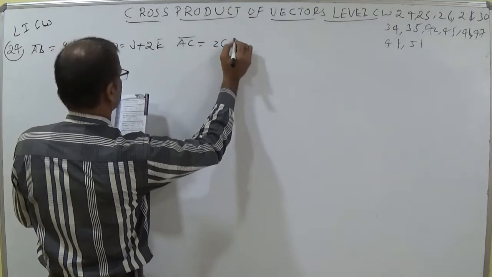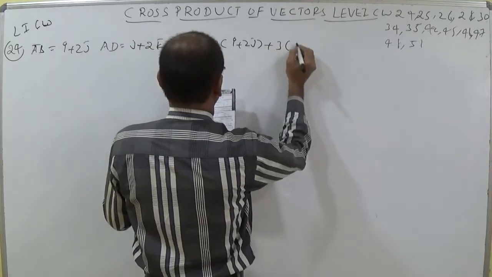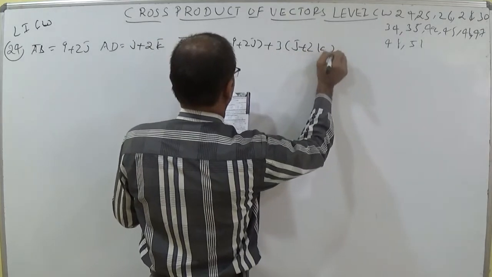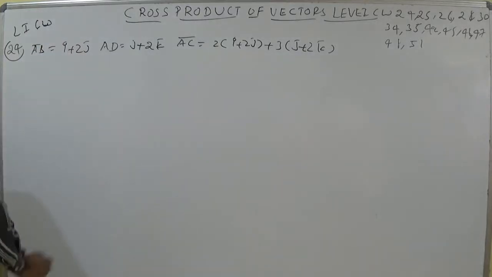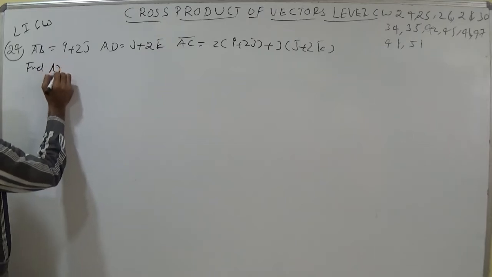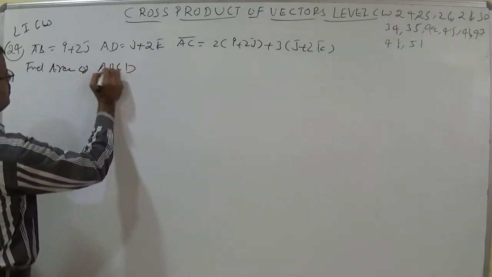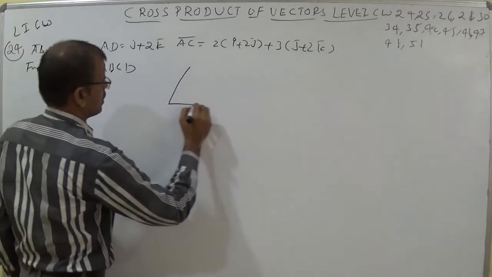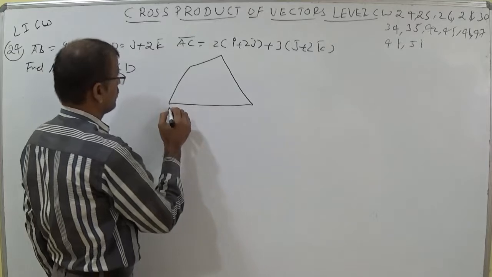AC is equal to 2i plus 2j plus 3j plus 2k. Now, find the area of quadrilateral ABCD. Let us draw a rough diagram of the quadrilateral.